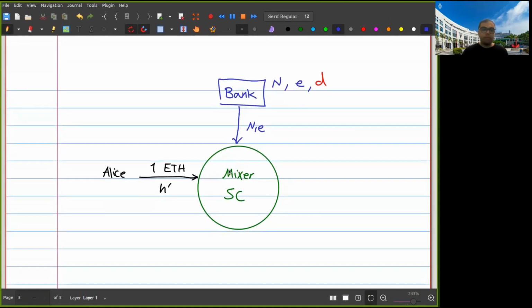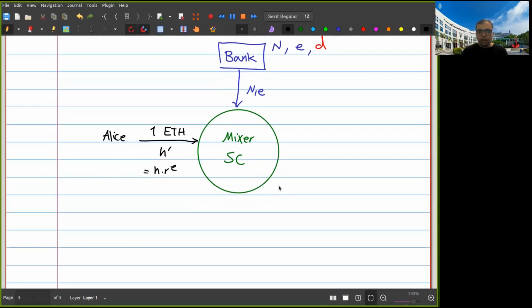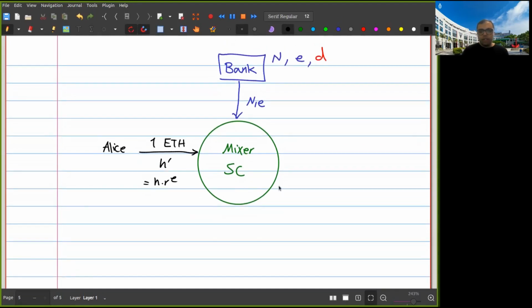Now, after this happens, Alice can give 1 Ether to the mixer, and she can also give the value of H prime to the mixer. So H prime will be saved in the mixer, in the contract. And remember, again, H prime was H times R to the power of E. Okay, now, the only person who can sign H prime is the bank. So the mixer, the smart contract here, just gives some time to the bank to sign it.